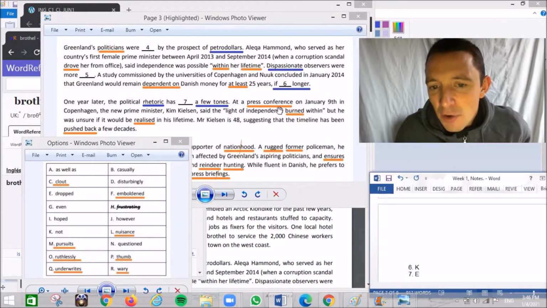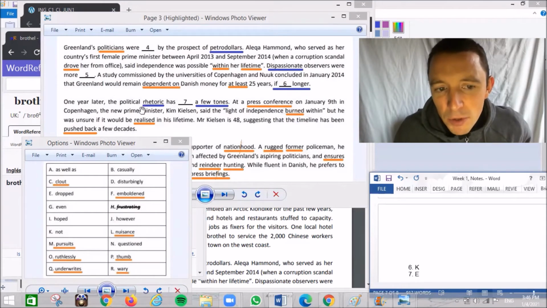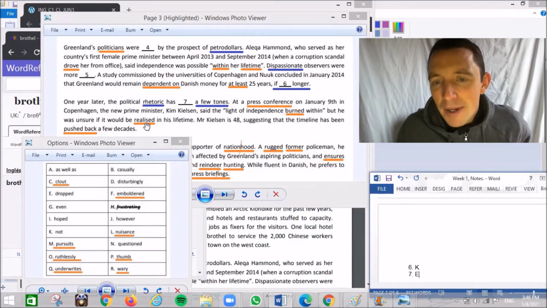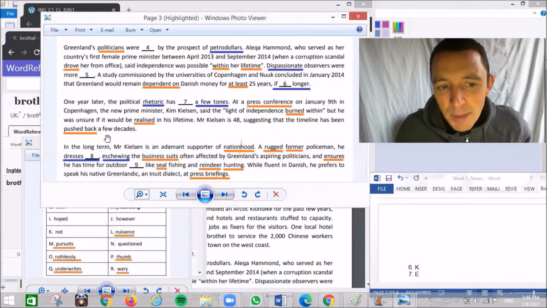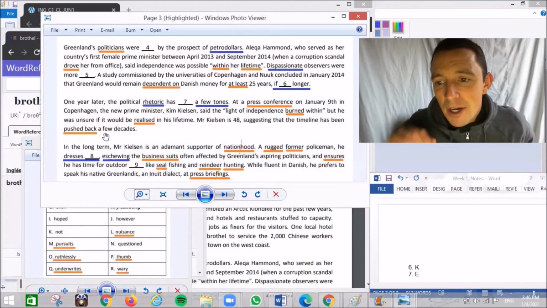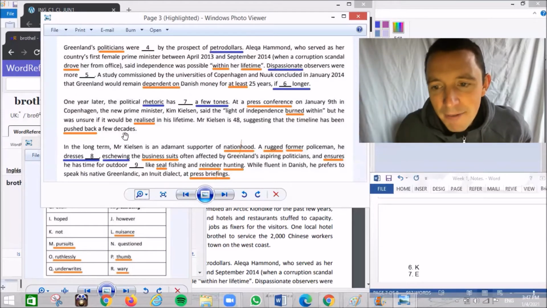A press conference is a rueda de prensa. Typical in football and sports, you have a press conference on January 9th in Copenhagen. The Prime Minister, Kim Kielsen, said the light of independence burns, quemar, with the fire to burn within, dentro, okay? But he was unsure if it would be realized, like ocurrir, to happen in his lifetime. Mr. Kielsen is 48, suggesting that the timeline has been pushed back, no problem, phrasal verb, but the pushback is very literal. It's to move back a few decades.